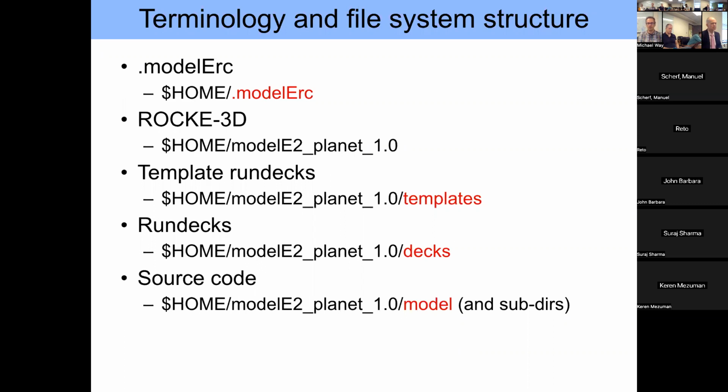These are not the same as the template rundecks, no matter how similar or even identical they can be. Their functionality is different, their purpose is different. So you should never use a template rundeck to run the model, even when this works. You should always create a rundeck from a template in a way we will show you later. And then the source code, which is the core of the model, all the Fortran files, is inside the model directory and subdirectories. You can go next.